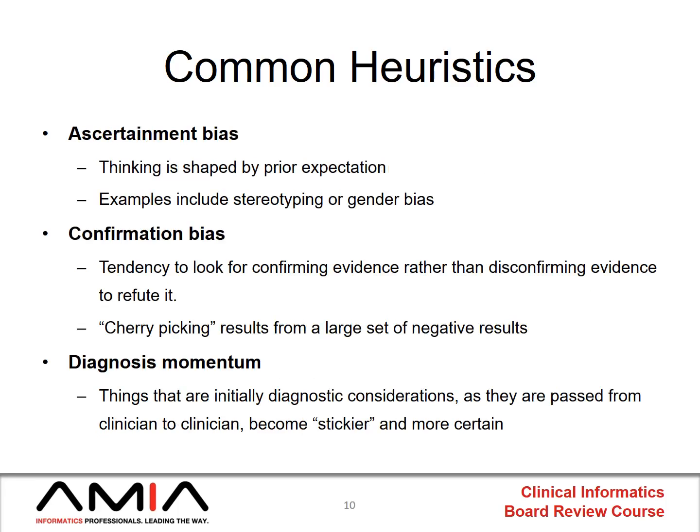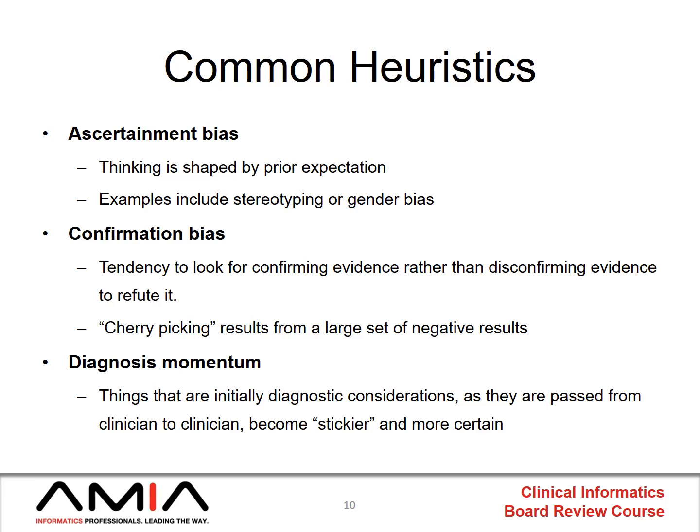Here are some other examples of common heuristics. The ascertainment bias. This is where your thinking is shaped based on your prior expectations. And this is a fancy way of saying a stereotype, that you have a specific preconceived notion or preconceived expectation of what a patient should or should not be presenting with. And so these include flat-out stereotypes or things like gender bias.